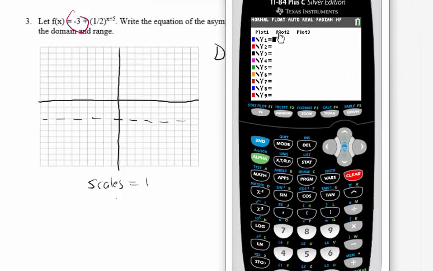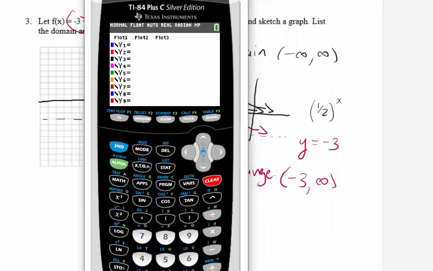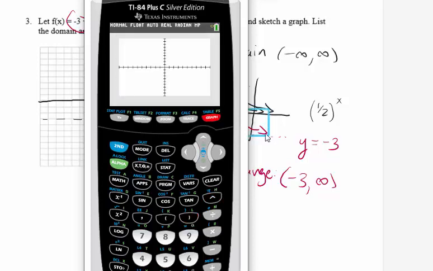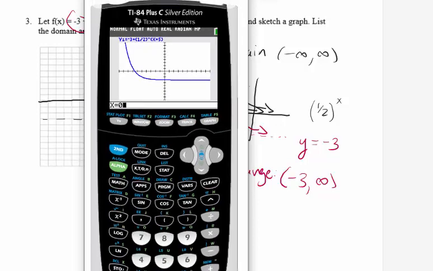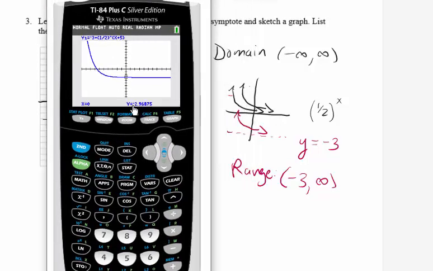So I'm going to pull up my calculator here and do y equals -3 plus parentheses 1/2 to the x plus 5. And we could verify everything we've said, that you have the asymptote at -3, the domain's all real numbers, the range is from -3 to infinity. And then I'm just going to get a few points. It's almost at -3. It's going to be really close. If I do trace and do 0, my y-intercept is very, very close to -3.